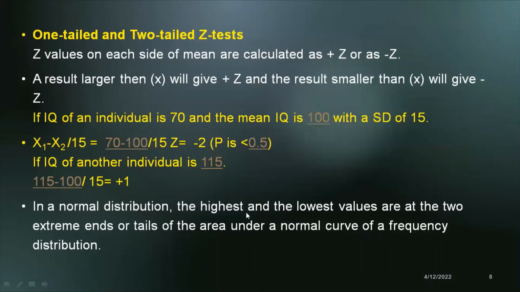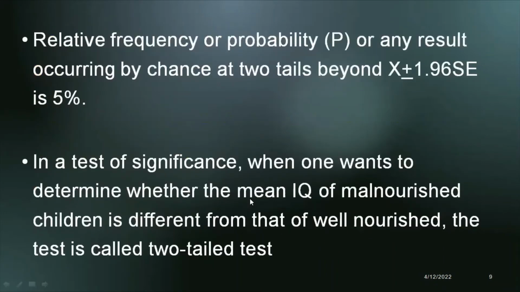So in a normal distribution, the highest and the lowest values are the two extreme ends or tails of the area under the normal curve of a frequency distribution. So how to decide about the one-tail test or two-tail test? The relative frequency or probability of any result occurring by chance at two tails beyond plus minus 1.96 standard error is 5%. So these will be the two tails.